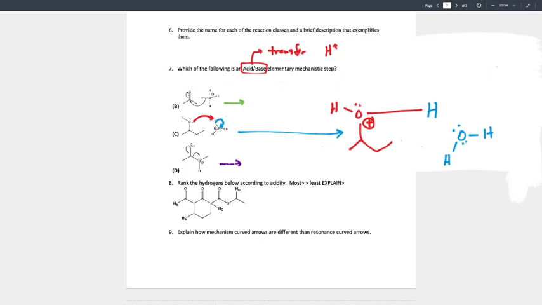So, to the question, which of the following is an acid-base elementary step? We said acid-base was just the transfer of a hydrogen. Is that what happened? Yeah. I had a hydrogen located on our blue oxygen, and that hydrogen is now located on my red oxygen. All that's happened is I've transferred a hydrogen from one place to another. I've not changed any other bonding patterns. That's my acid-base reaction, and it's an acid-base mechanistic step.